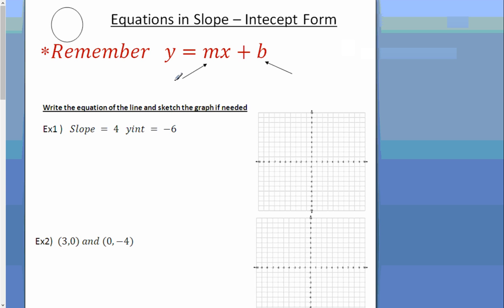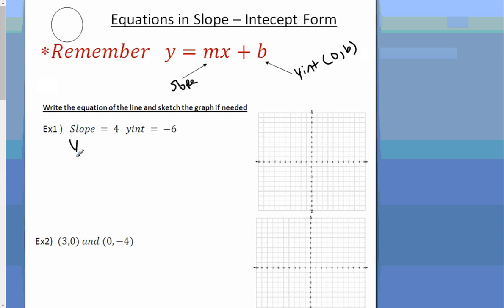M is the slope, and b, if you remember correctly, was the y-intercept, and it is 0, comma, whatever b is. Okay, I have no idea why they call it b. It's probably Latin, but you just have to learn that. All right. So, given this information, I know the slope is 4, and I know the y-intercept is -6.